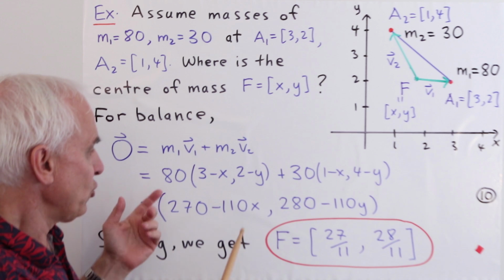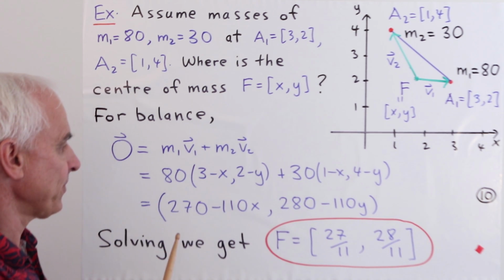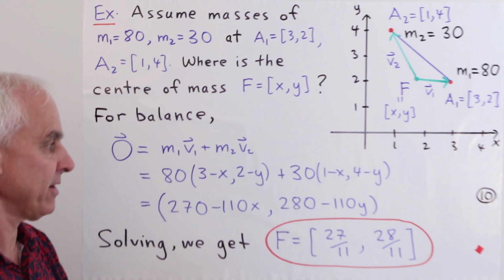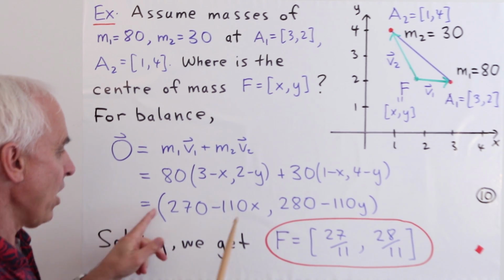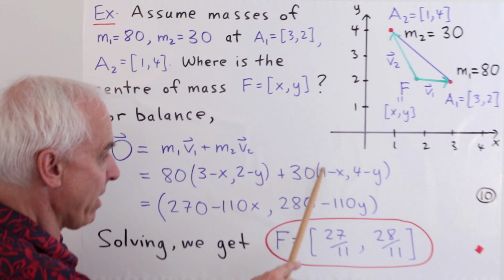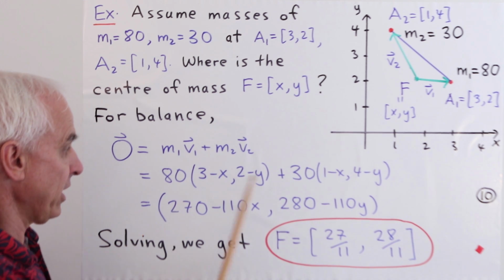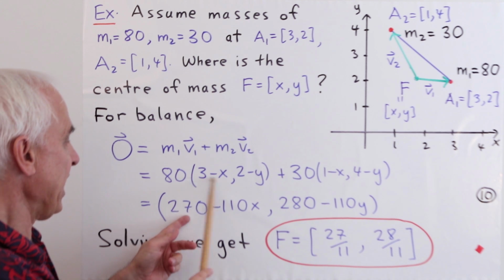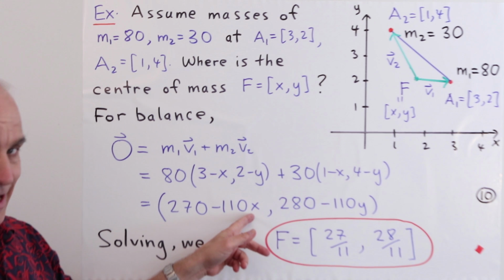So what do we get when we do the arithmetic? We multiply what's inside here by 80, multiply what's inside here by 30, and then add those two vectors in the standard way of adding vectors that we've described. Well, the first coordinate is going to be 80 times 3 minus x plus 30 times 1 minus x. So a total of what? 80 times 3 is 240 plus 30 is 270. Minus 80x, and there'll be minus 30x, gives a total of minus 110x.